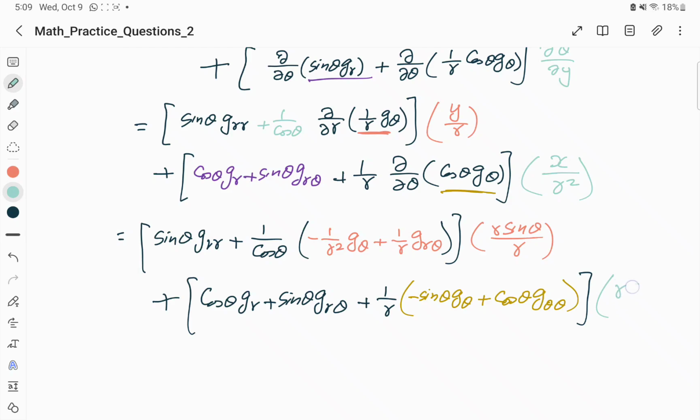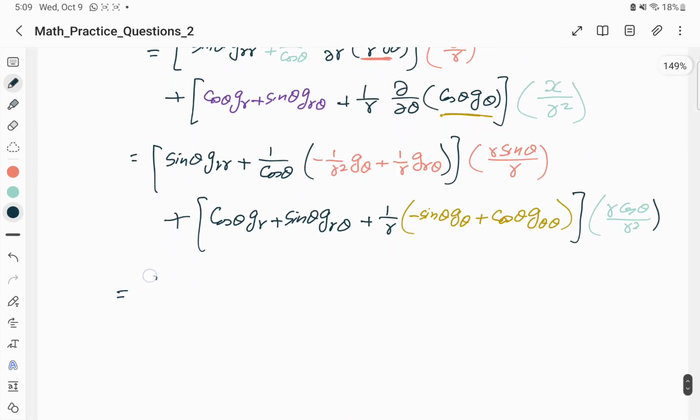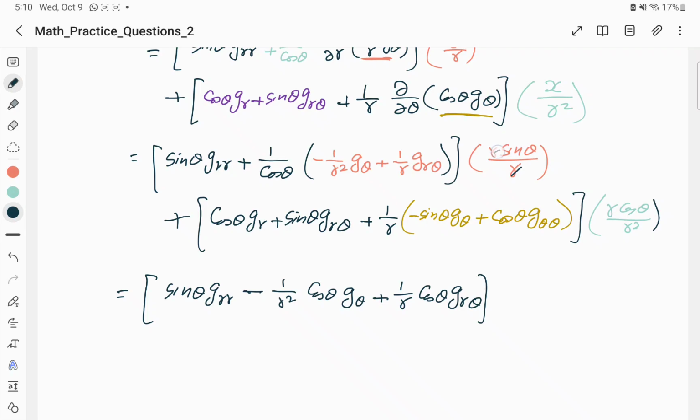So x is equal to r cos theta divided by r square. Okay, so this will be sine theta g r r negative 1 over r square cos theta, so it will be negative over here, negative 1 over r square cos theta g theta, then plus 1 over r cos theta g r theta, and there is multiplication outside with only sine theta.